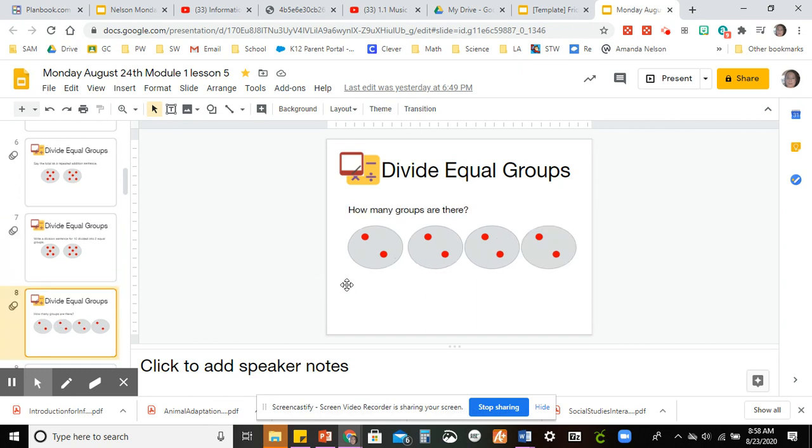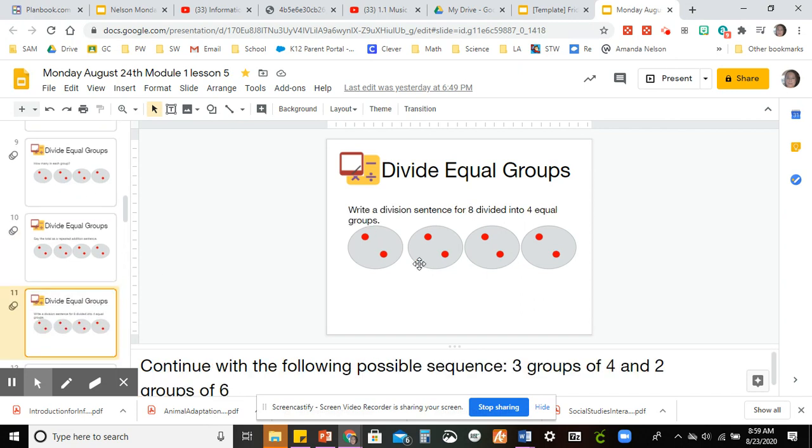Let's try it again. How many groups are there? 1, 2, 3, 4. So we have 4 groups. How many is in one group? 2. We have 4 groups of 2. Now we're going to say it as a repeated addition sentence. 2 plus 2 plus 2 plus 2. How many does that equal? 2, 4, 6, 8. So 2 plus 2 plus 2 plus 2 equals 8.